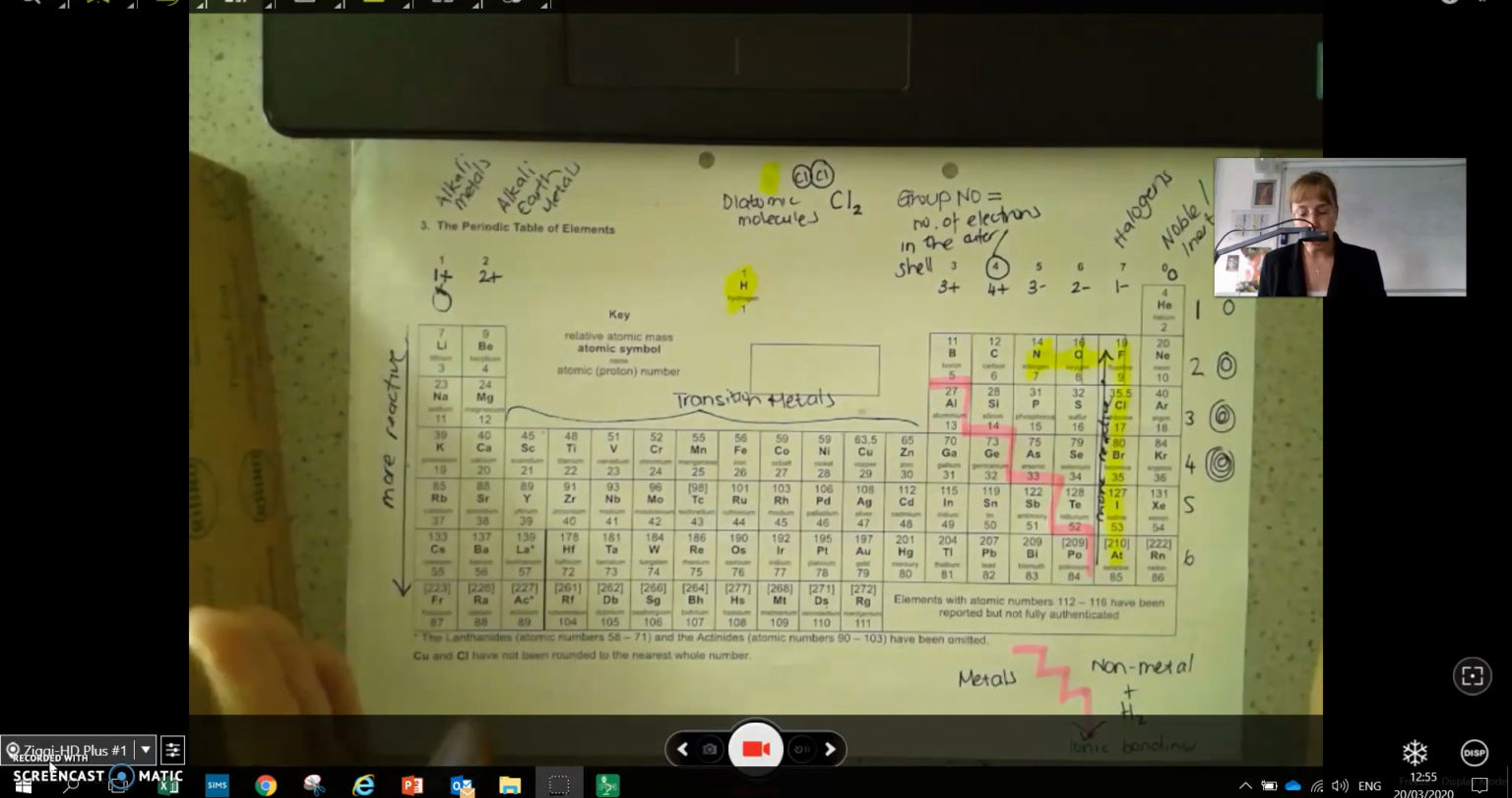So with your notes, with your work that you're doing at home, always have your periodic table ready.